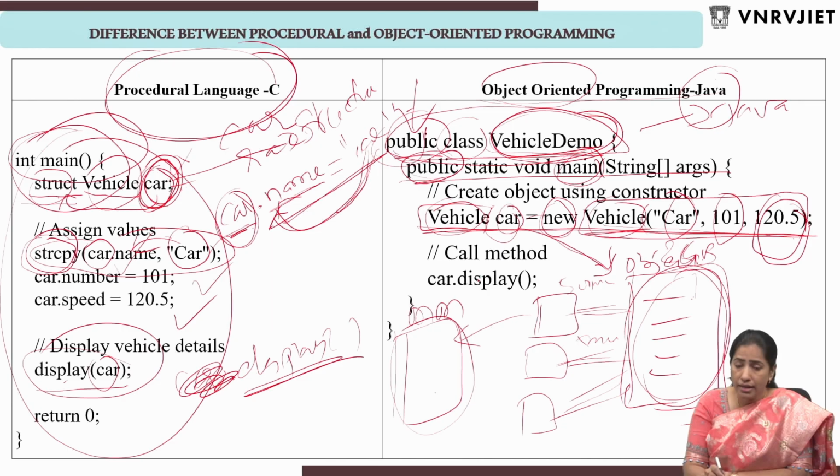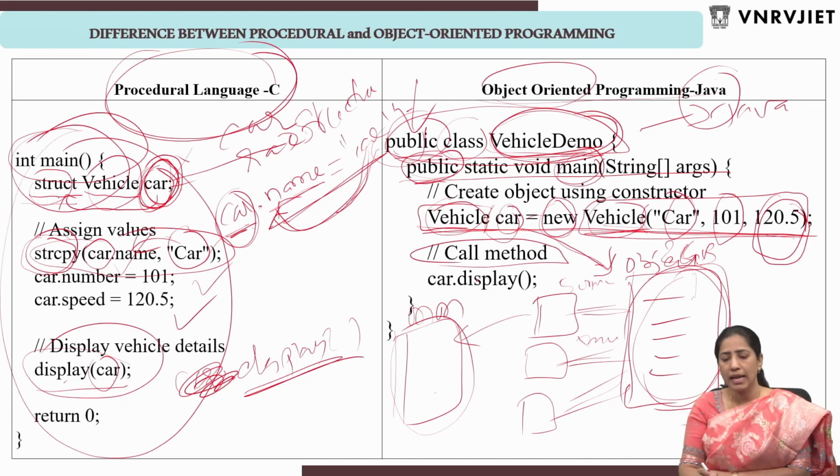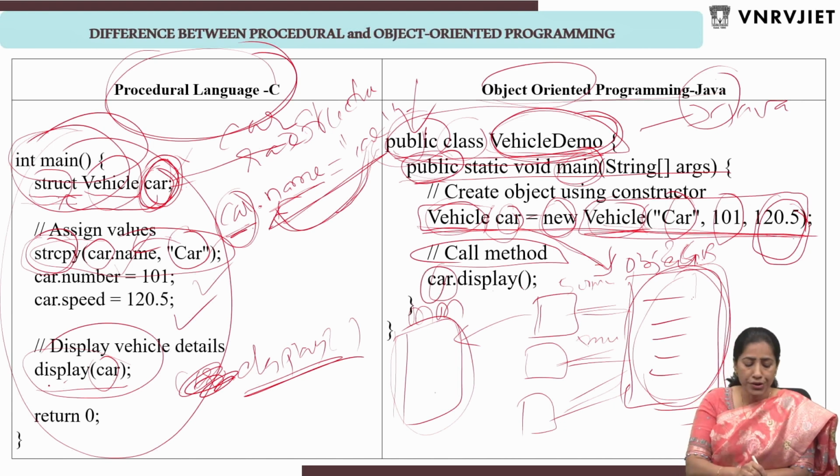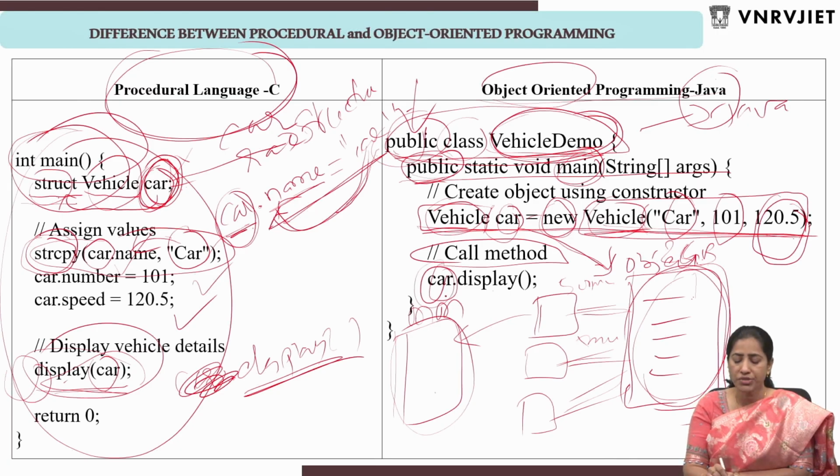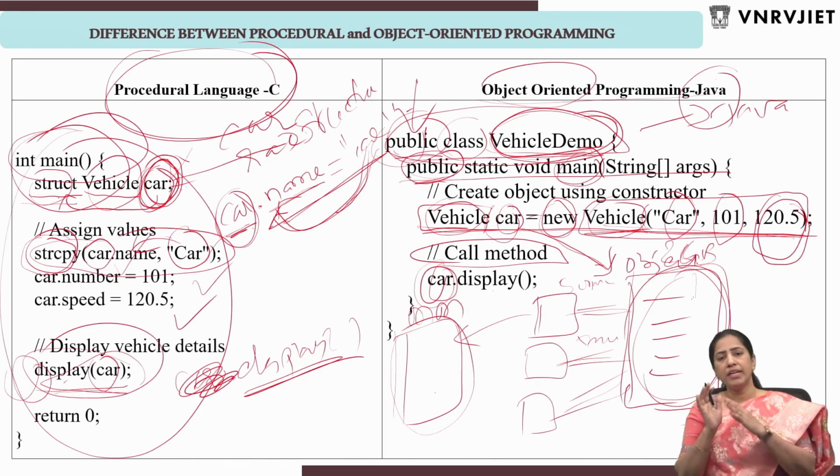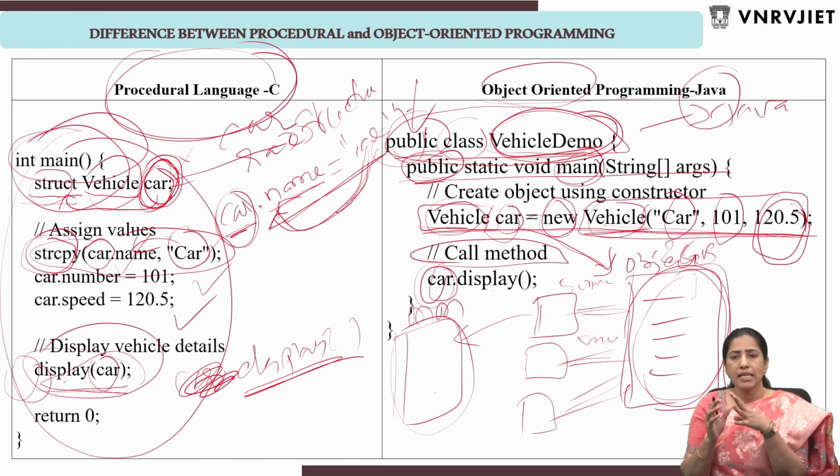And how can I call the methods of a class? I can call the methods of a class with the object name dot display. Here I have not used the structure name. Did I use the structure name? I did not use car.display with the structure, because the display function is written outside the structure, whereas the methods are written inside the class. That's why I have used the car object, car.display. So these are the basic differences between class and object in the object-oriented language and the structure-oriented language.